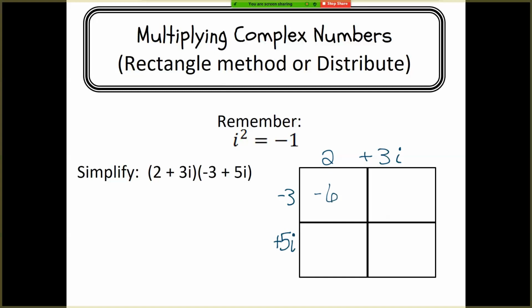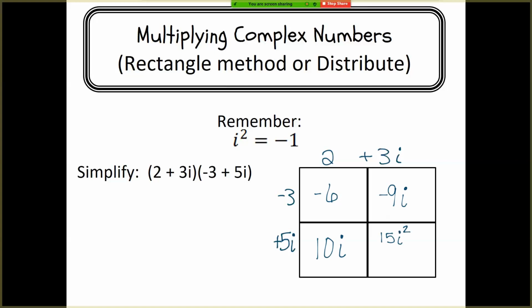If I move to the top right box, I'm taking 3i times -3. Well, 3i times -3 just means -3 times 3 is -9, and the i gets brought down with it. Bottom left box, I'm taking 5i times 2. Well, 5 times 2 is 10. The i comes down because there's only 1. And then my tricky box, I'm taking 3i times 5i. Well, 3 times 5 is 15. And then i times i is i squared.